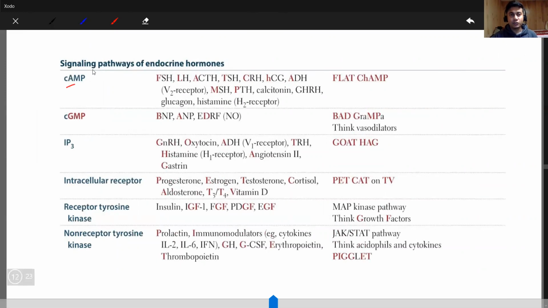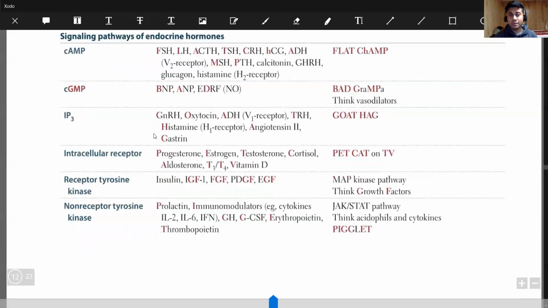Now, as you see, in that cAMP mediated pathway, these receptors or these hormones, FSH, LH, ACTH, TSH, CRH, HCG, ADH, and a lot of others, work through the cAMP pathway. That means they stimulate the cAMP pathway or the Gs coupled receptor.